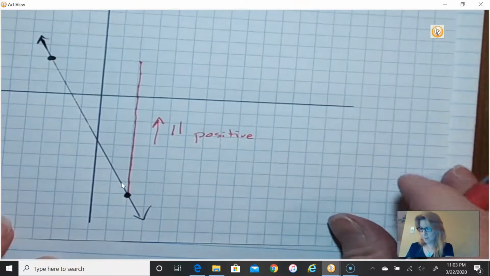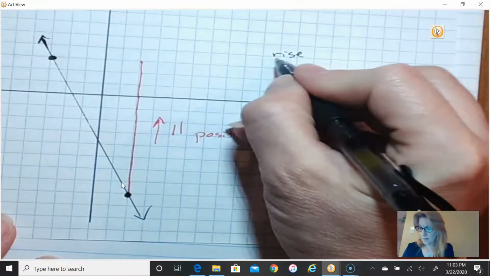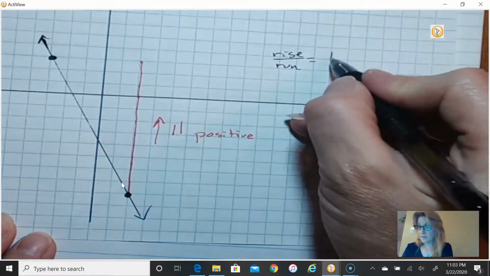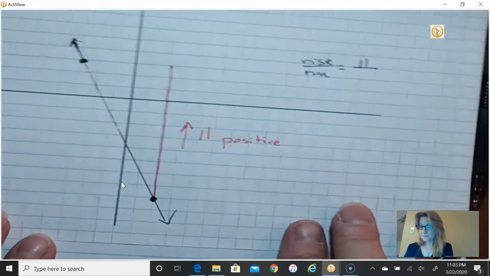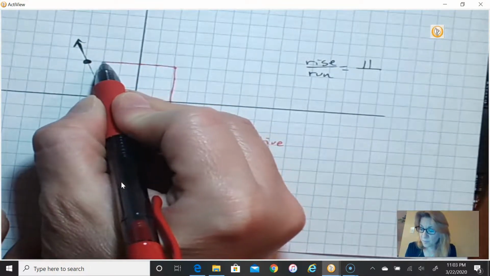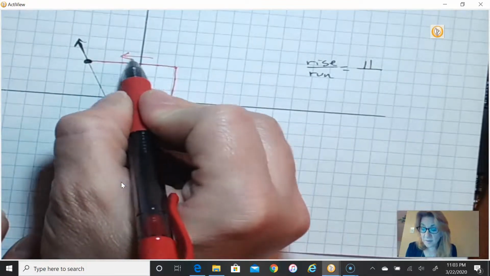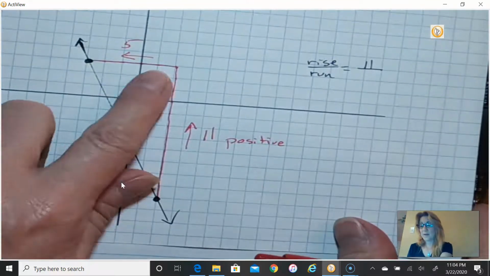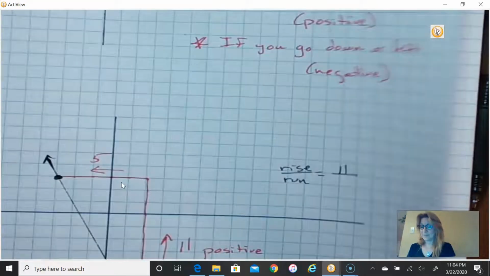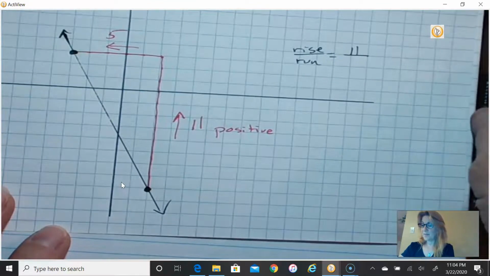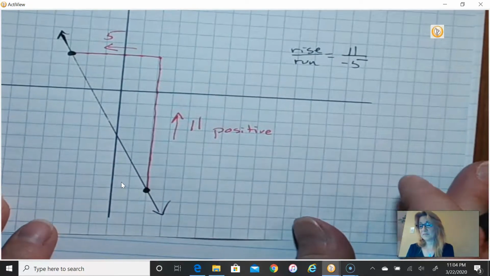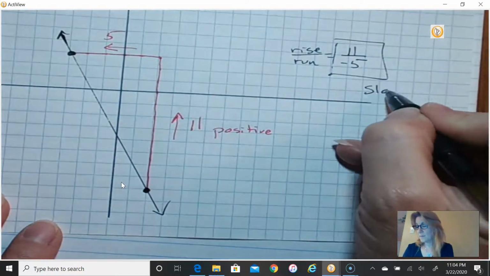Okay. So in that case, rise over run, my rise, or going up and down, was 11. Now, from here to here, I'm going 1, 2, 3, 4, 5. So I went this way 5 places. Now, if I went left, correct? If you go down or left, it's negative. So this time, it's going to be -5. There's your slope. That's it. That's your slope.